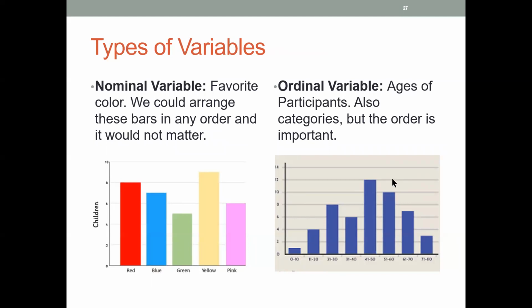That's compared to this second histogram, which is showing the ages of participants: 0 to 10 is here, 11 to 20 is here, 21 to 30, 31 to 40, and so forth. It would be silly if I took this 41 to 50 bar and put it way over on the end. We want to keep these in order, so they're ordinal variables.